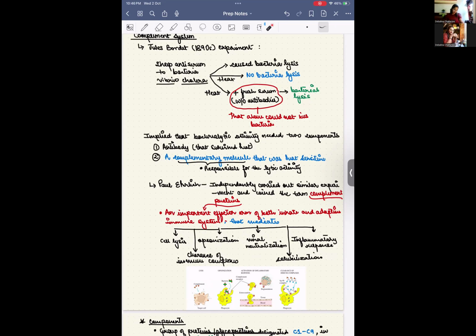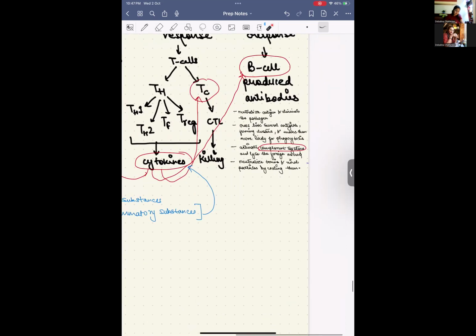Okay. So what all effector functions can be brought about by complement proteins? It could be cell lysis, clearance of immune complexes, opsonization, viral neutralization, inflammatory response, and solubilization. So opsonization, viral neutralization, inflammatory response, all of this, if you see, are also broadly the effects that the antibody molecule can also bring about.